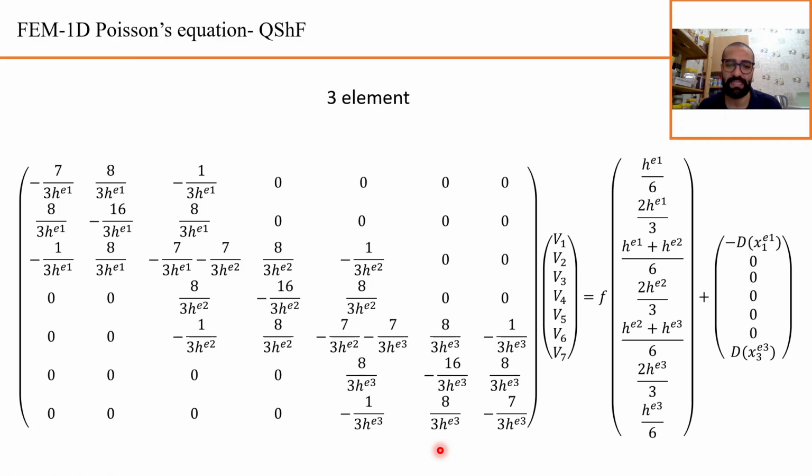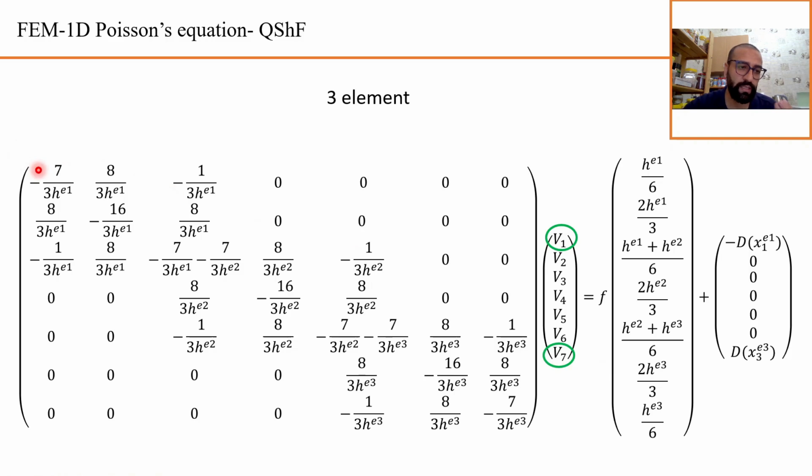But one thing is left. We know that if we want to have a unique solution for any PDE, we need to have boundary conditions. It means that we know the value of the potential at the left boundary and at the right boundary. The value of potential at the left boundary is V1, and the value of potential at the right boundary is V3. How can we include the boundary condition?